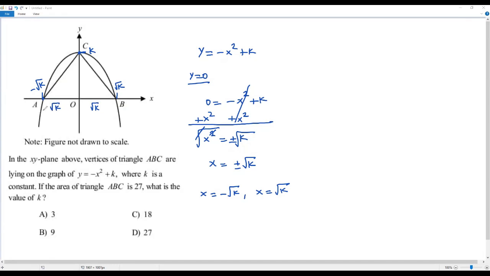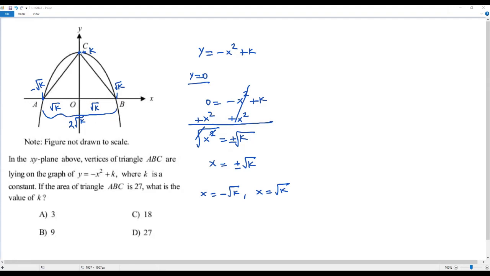Then what is the length of the line segment AB? To get the length of the line segment AB, what we have to do is add the square root of k and square root of k. That is, we have to add the lengths of AO and OB. When I add the square root of k and square root of k, I am getting 2 times the square root of k. So this is the length of the line segment AB.